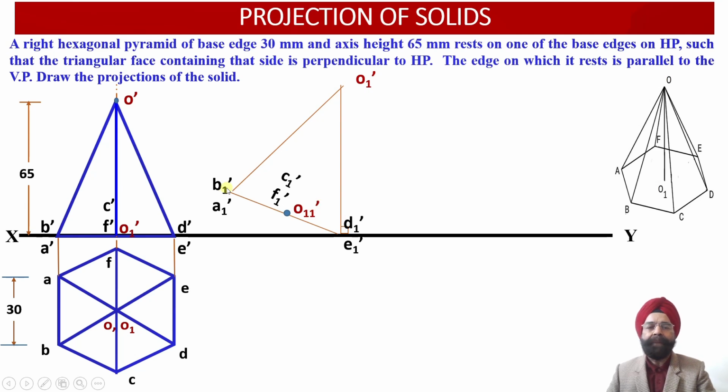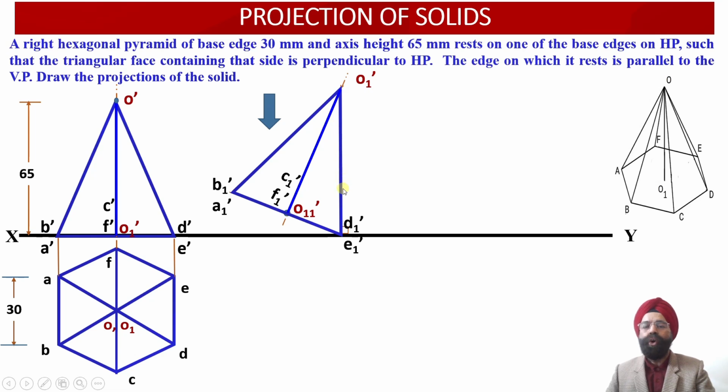Now we can see we have transferred all the points from the original upright hexagonal pyramid elevation projections into the new transformed view when the hexagonal pyramid has been tilted or reoriented with respect to the horizontal plane in such a way it is resting on the horizontal plane on one of its base edges, and it is having one of its triangular faces O1 dash, D1 dash and E1 dash perpendicular to the horizontal plane. So this is the perpendicular which we have drawn over here.